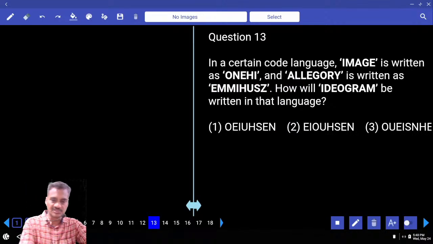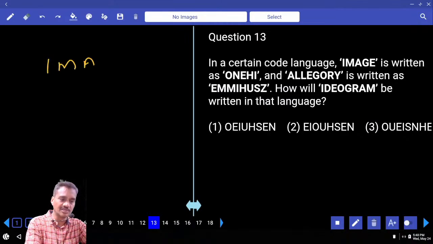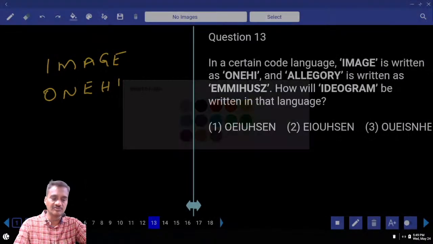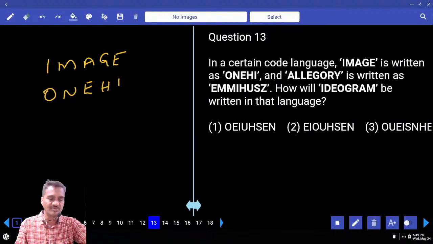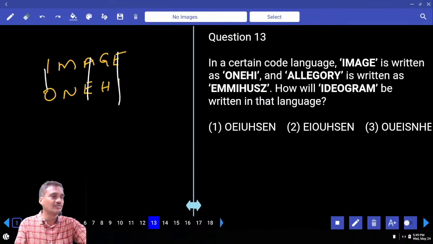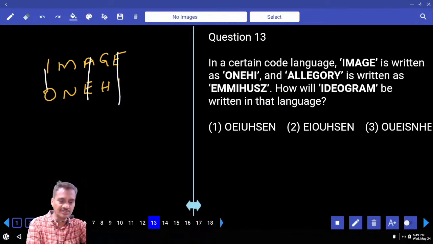The next one, coming to question number 13, image. Now the code given to the word image is O-N-E-H-I. Now in this O-N-E-H-I, I and O. I is a vowel and the next vowel is O. A is a vowel, next vowel; E is a vowel, next vowel. That means for each of these vowels, the next vowel, and for a consonant plus 1. Either plus 1 or you can take the next consonant based on the choice. Then in this one, I, D, E, O, G, R, A, M.